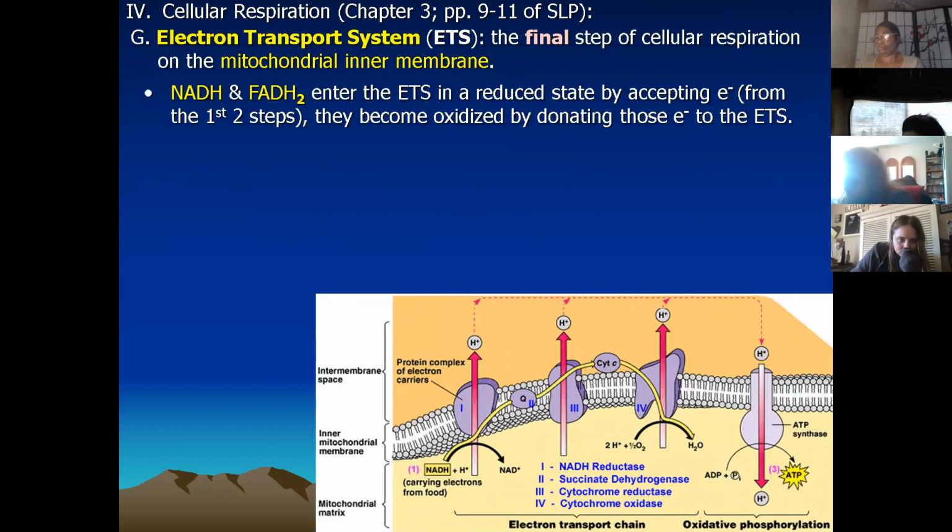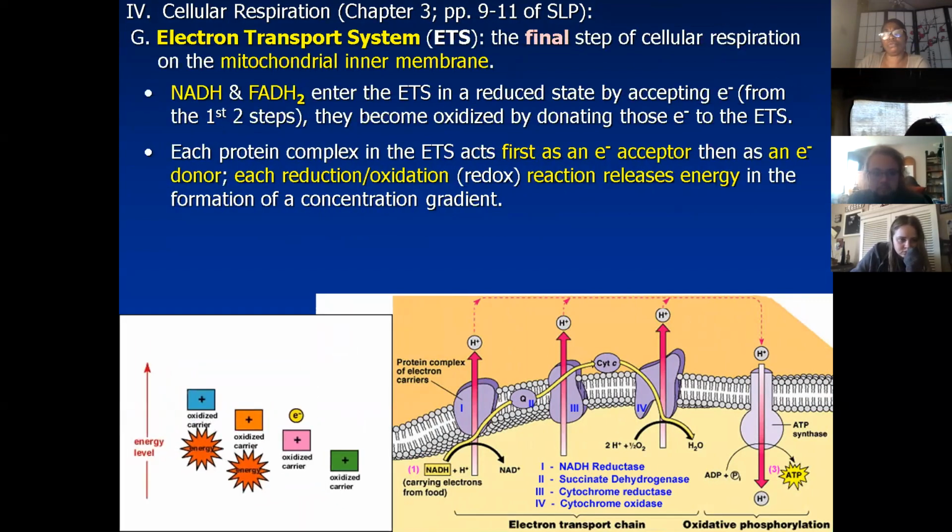Okay, so those high energy electron carriers, they got the H's, are going to drop off the electrons, go back to NAD and FAD. And then those NAD and FADs can go back to the first 2 steps and get high energy electrons with some more glucose. Okay, but again, they are first an electron acceptor, they become reduced, then they are an electron donor. They become oxidized. This is the redox reactions.